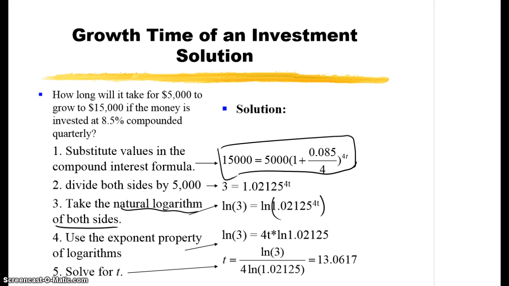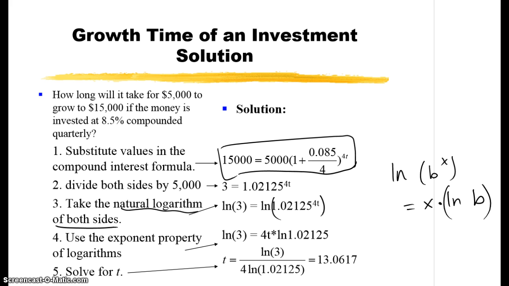But remember the exponent property of logarithms, the one that said that if you have ln of some number b raised to the power of x, that was equivalent to x times ln of b. Remember that? That was one of the properties when we learned logs. Well, here we have our b as 1.02125, and our power x is really this 4t. So we can bring down the 4t, make it a multiple, and multiply it by ln of 1.02125, which is just a number.